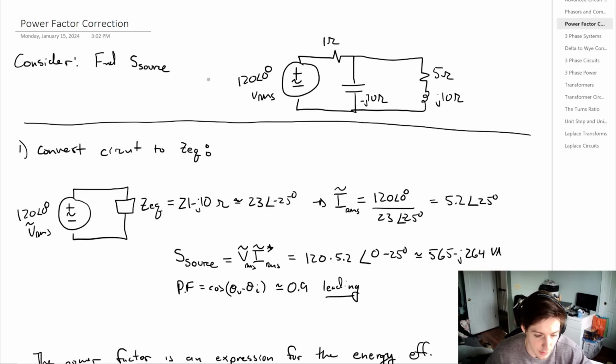The last topic we want to cover is power factor correction. And to do that, we're simply going to consider first finding the complex power of the source in this circuit here. There's a few different ways we can do this, but the way that we're going to concern ourselves with is first converting all of the impedances in this circuit to an equivalent impedance.